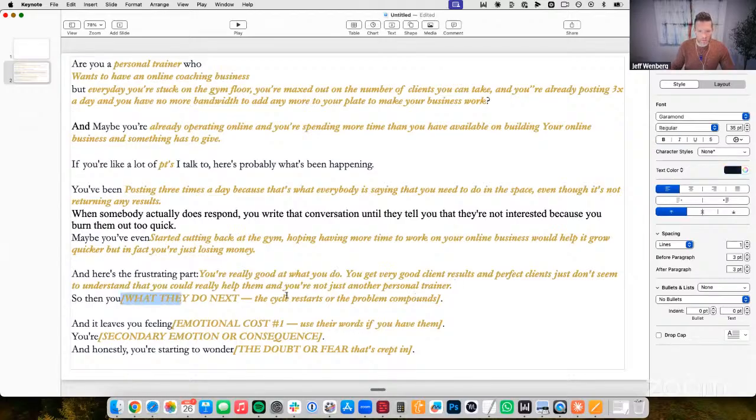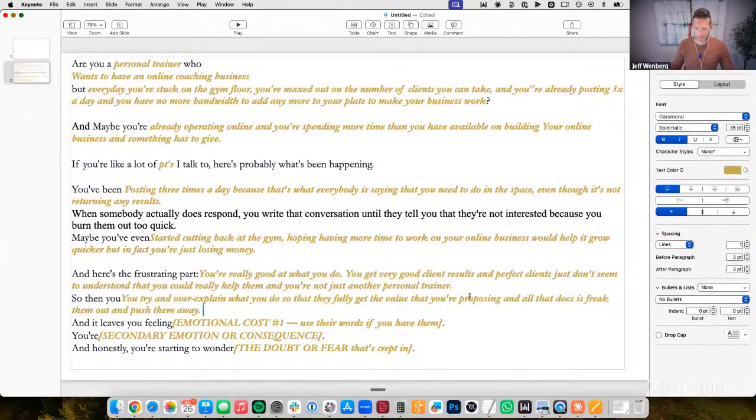So then you try and over explain what you do so that they fully get the value that you're proposing. And all that does is freak them out and push them away. And that leaves you feeling, and here are the emotions, completely empty, completely bummed out, and questioning whether you can actually do this online thing or not.